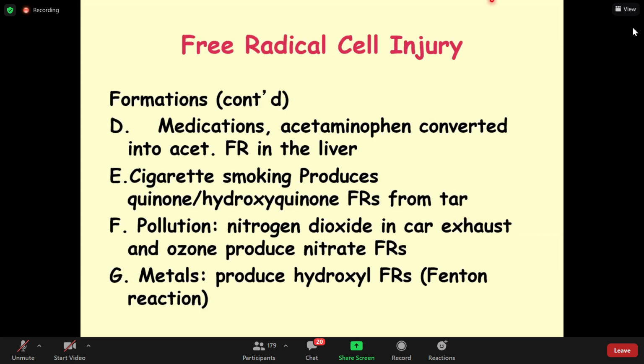Cigarette smoking, we did talk about this. Pollution with nitrogen dioxide, which is present in car exhaust, may result in the formation of free radicals. Metals, such as what you see in patients who receive blood transfusion, for example. Let's say someone has thalassemia and is dependent on blood transfusion for life.